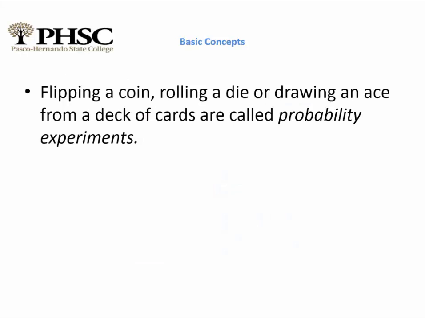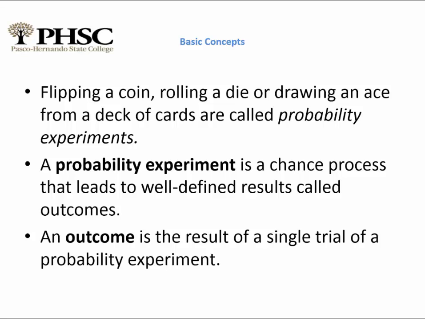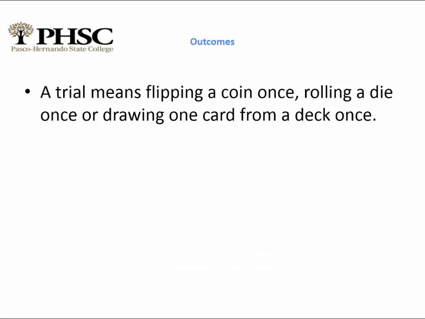So, some basic concepts. Flipping a coin, rolling a die, drawing an ace from a deck of cards, these are called probability experiments. A probability experiment is simply a chance process that leads to well-defined results, and those results are what we call outcomes. An outcome is simply the result of a single trial of a probability experiment. A trial means flipping a coin once, rolling a die once, or drawing one card from a deck once.